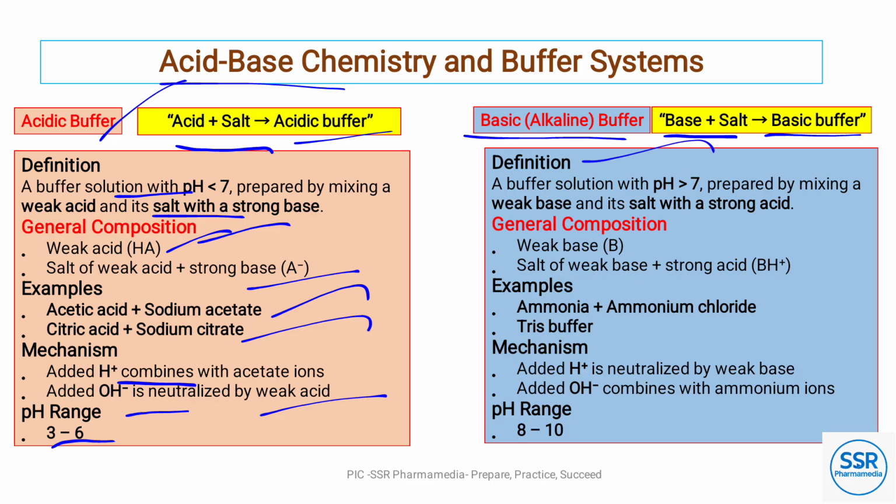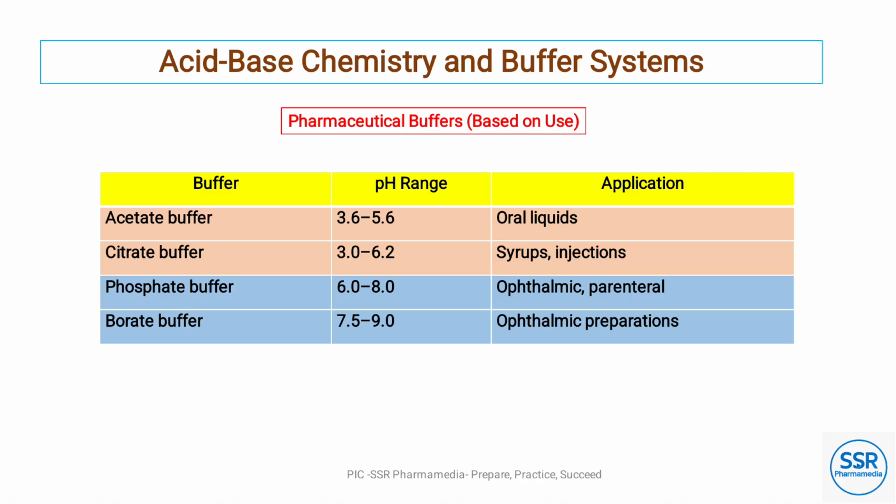Similarly, an alkaline buffer is a buffer solution with pH above 7 prepared by mixing a weak base and its salt with a strong acid. General composition: weak base and salt of the weak base plus strong acid. Examples: ammonia and ammonium chloride, and Tris buffer. Mechanism: added H plus ion is neutralized by the weak base, and added OH minus ion combines with the ammonium ions. The pH range is 8 to 10. These are examples of pharmaceutical buffers, with their pH ranges and applications.